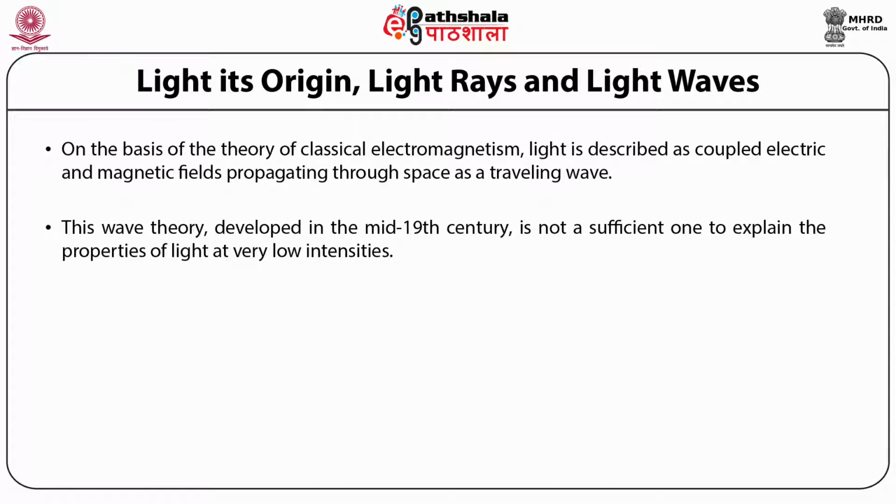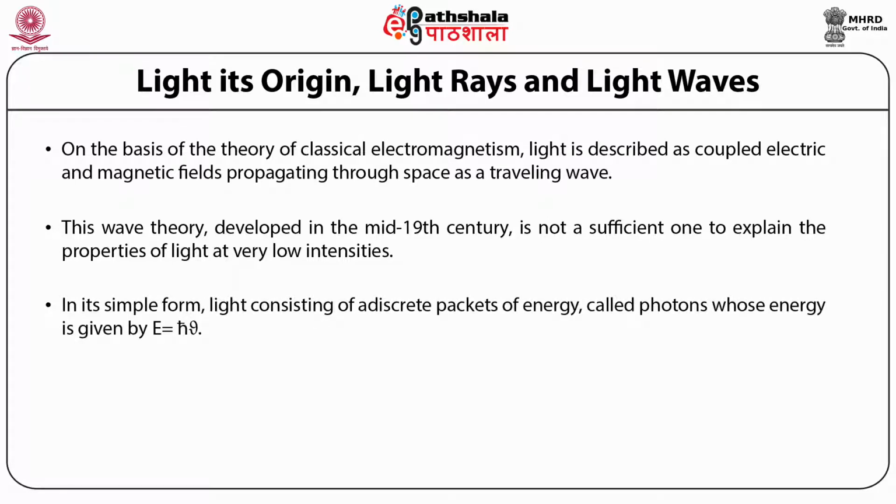In its simple form, light consists of discrete packets of energy called photons, whose energy we describe by a very famous equation E = hν, where h is Planck's constant and ν is the frequency of the incident radiation. It is also said that neither a classical wave model nor a classical particle model correctly describes the definition of light.